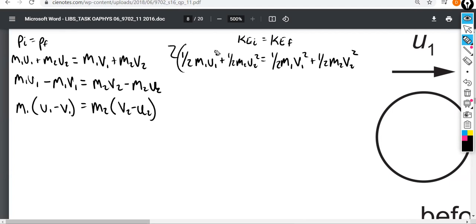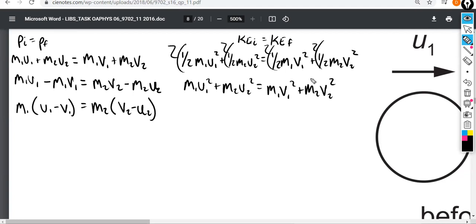Let's just double everything. Multiply that by two, that by two, that by two. And it stays the same equation, right? As long as we double everything. And it effectively just gets rid of the fractions. So M1 U1 squared plus M2 U2 squared equals M1 V1 squared plus M2 V2 squared. Get rid of the fractions. Double everything, right? 2 times half is 1, 1 times half is just that and so on.